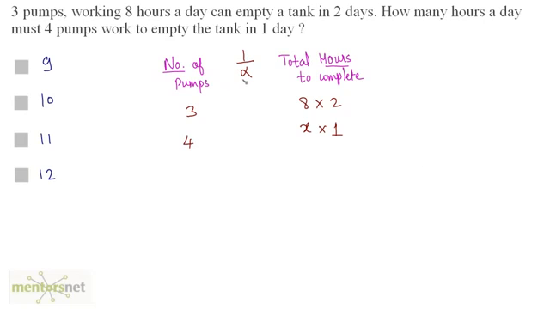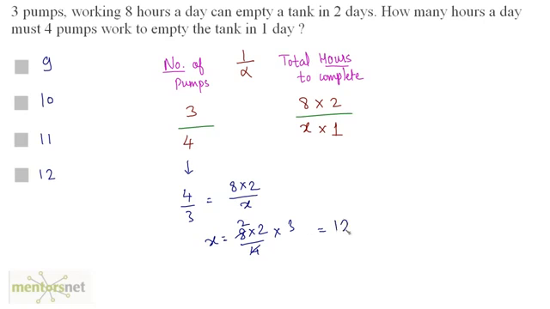Now this is again an inverse proportion, because when you increase the number of pumps, the total time taken to empty the tank will decrease. So inverting this term, we get 4 by 3 is equal to, this term is as it is, 8 times 2 by x. So x is equal to 8 times 2 by 4 times 3. 4 times 2 is 8. So this is equal to 2 times 2 is 4 times 3 is 12. So x is equal to 12. That is the total hours per day that these pumps need to work, 12 hours. Option D.